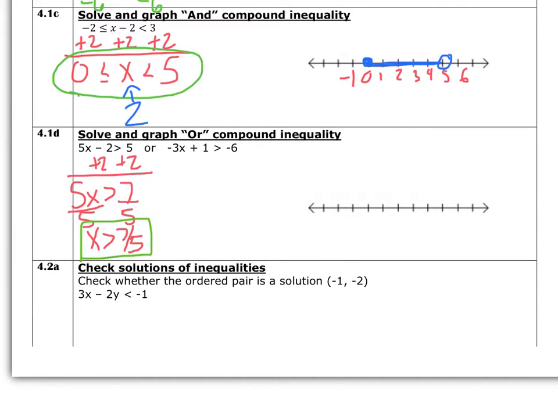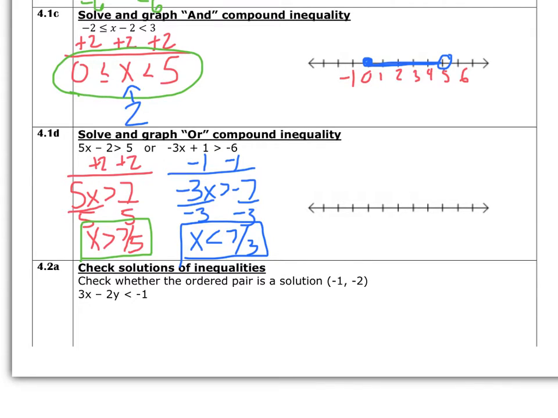The other one, we have negative 3x plus 1. We need to move the plus 1 and the minus 3. To get rid of plus 1 first, because it's furthest out, we're going to subtract 1 from both sides. That's negative 3x is greater than negative 7. Divide by a negative 3. When you divide by a negative, don't forget the inequality symbol switches. Here a negative divided by a negative becomes a positive, so it's 7/3.